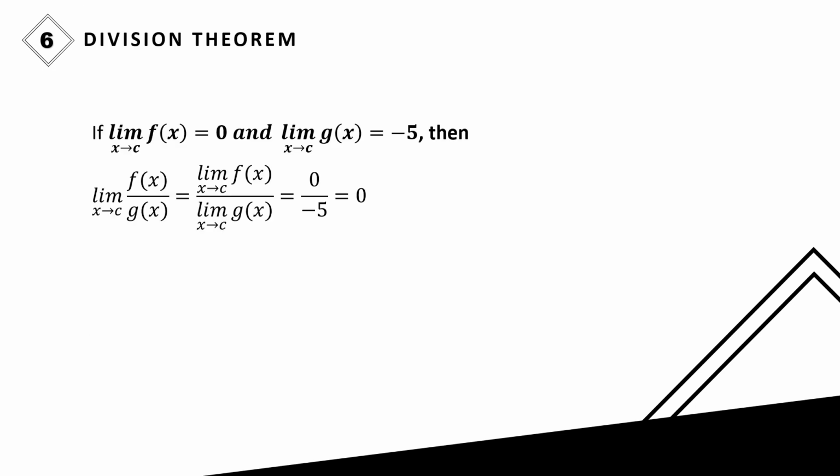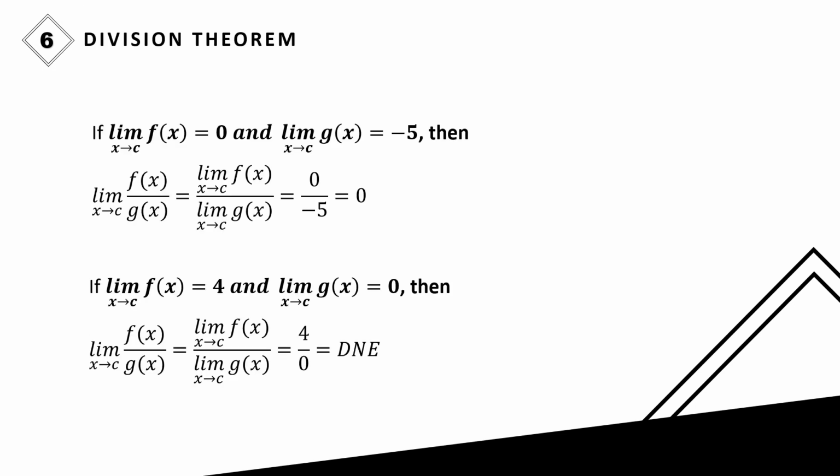Like for example, makikita natin in here, we have an example. Itong last example natin, ayan. We have 4. Yung f of x natin is 4 and g of x natin ay 0. Na kung saan nagkaroon tayo ng 4 all over 0. Ibig sabihin, the limit of our function does not exist. So dito, meron tayong 0 and negative 5. So the answer is 0. So the limit exists. So 0 yung ating answer. So that's how we apply the division theorem.